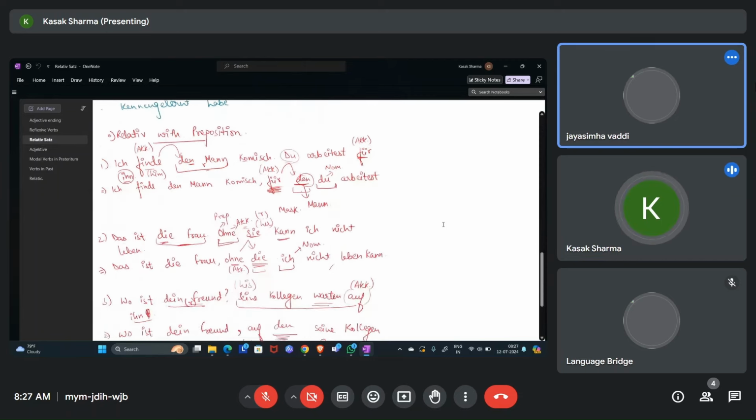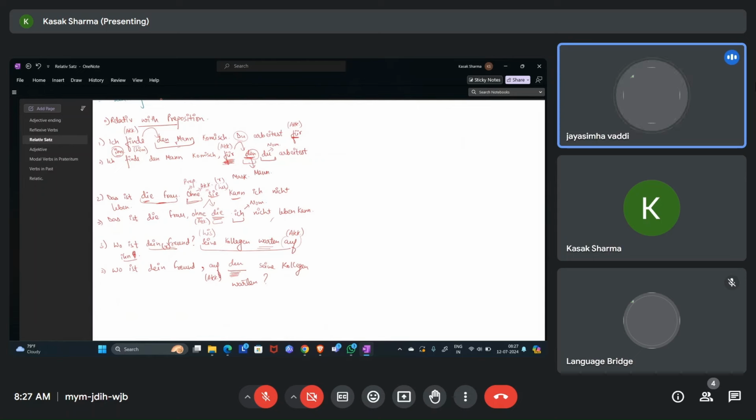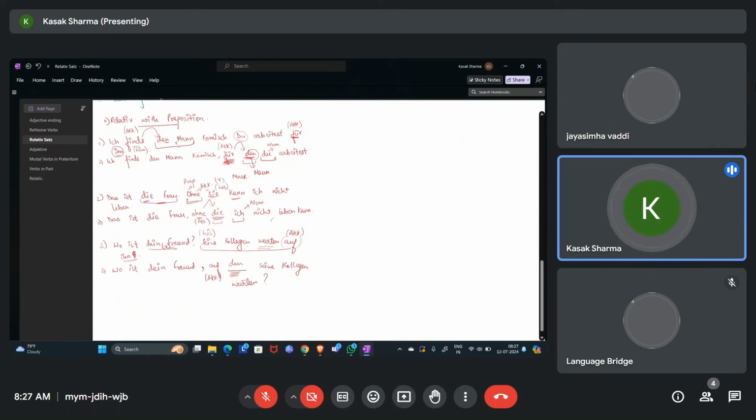And this one, basically the relative with preposition. Just a small topic. Whenever a preposition is present in your Nebensatz, you just write the preposition before your relative pronoun. And according to the preposition, your relative pronoun will change. As in, if the preposition is accusative, it will be accusative. Mostly, you will get the accusative prepositions only.